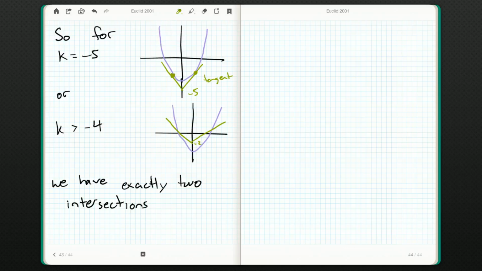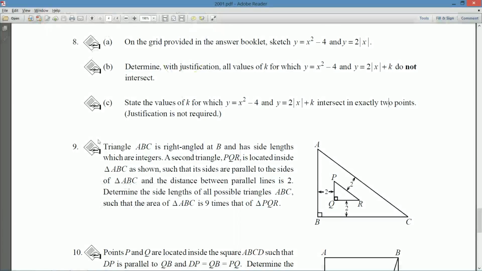Okay, so these ones are outright intersections. The lines will actually cross, but for k equals negative 5, what we'll get is they'll just sort of brush against each other. The lines will be tangent to the parabola. All right. So we didn't need to justify that. We gave a bit of a justification. And yeah, k equals negative 5 and k greater than negative 4. Okay. So that does it for question number 8.